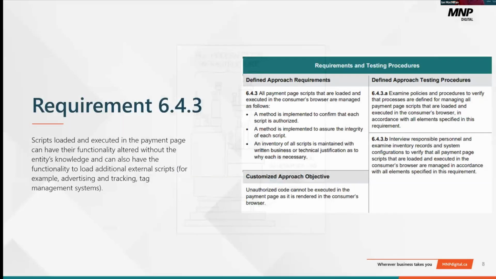There are two major requirements that pertain to this in PCI DSS version 4. The first one is requirement 6.4.3. Essentially, the gist of this is that scripts that are loaded and executed in the payment page can have their functionality altered without the entity's knowledge, and potentially even load in other external scripts. And so the requirement here is that for all payment page scripts that are loaded in the page, this is all of your JavaScript, there's a method implemented to determine that each of them is authorized. So that means that if an additional script gets injected into the page that's not authorized, it's not permitted to run. There's a method implemented to assure the integrity of each script.